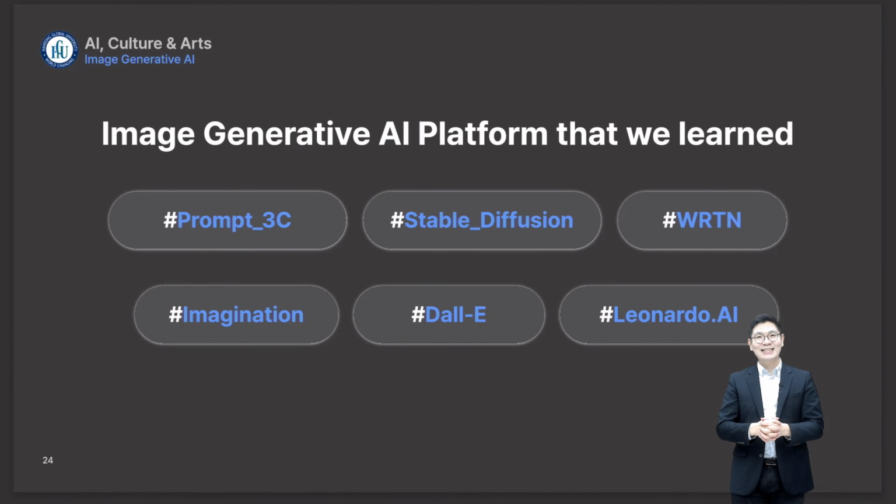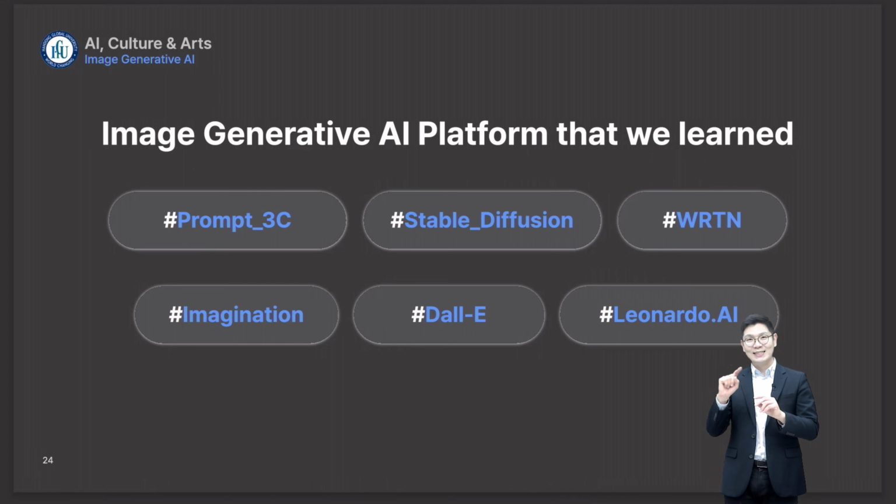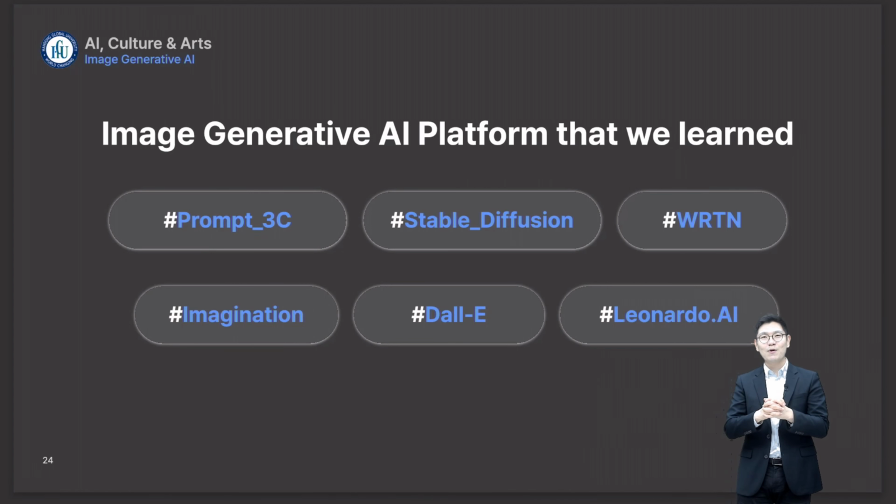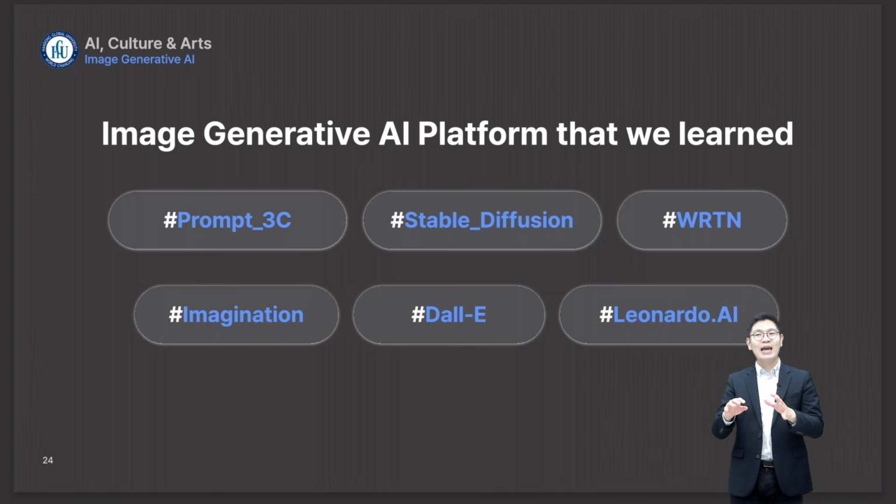So, do you love hashtags? These are the 3 main hashtags to memorize what we learned in the image generative AI part. Number 1 was prompt engineering. We call it the 3 C's. Do you remember? Character, context, and color. So please remember to make an appropriate image in image generative platforms. Also, we could use Stable Diffusion, Midjourney, DALL-E, and Leonardo AI. Those powerful image generative AI tools help us express our imaginations.